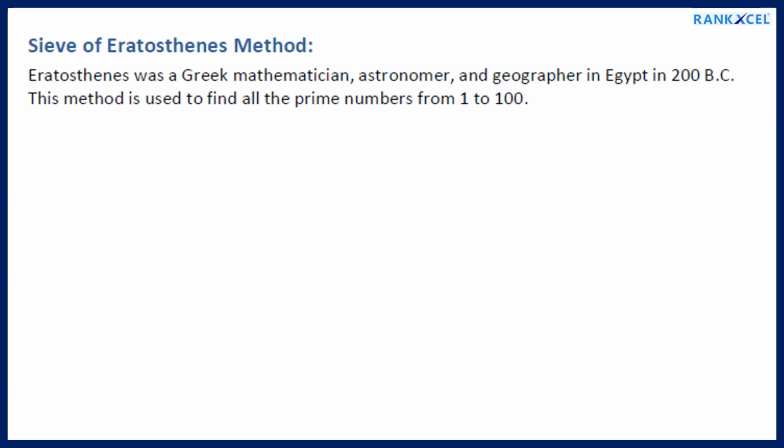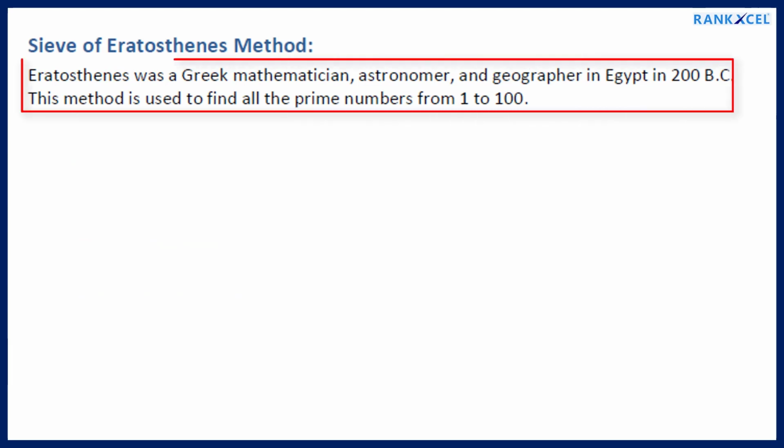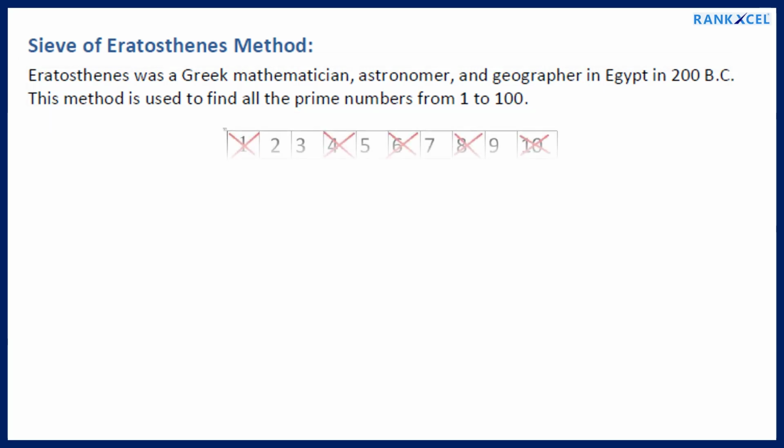See the Sieve of Eratosthenes method. Eratosthenes was a Greek mathematician, astronomer, and geographer in Egypt in 200 BC. This method is used to find all the prime numbers from 1 to 100.